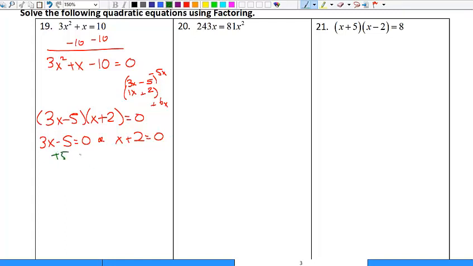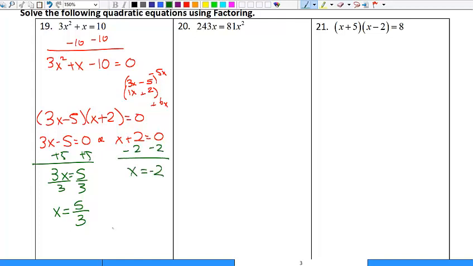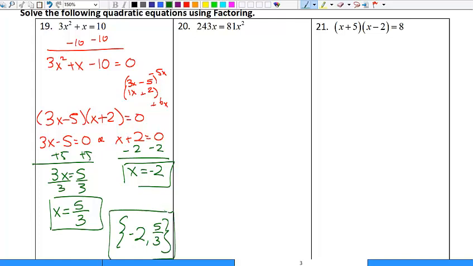So I'm going to add 5 to both sides and get 3x equals 5 and x equals 5/3. Notice that this is a very different answer than the section that just said factor. Don't mix up the two sections, okay? So you can either leave your answer x equals positive 5/3 and x equals negative 2, or the more appropriate way of writing it would be negative 2 comma 5/3 in the braces, which means this is the solution inside here.